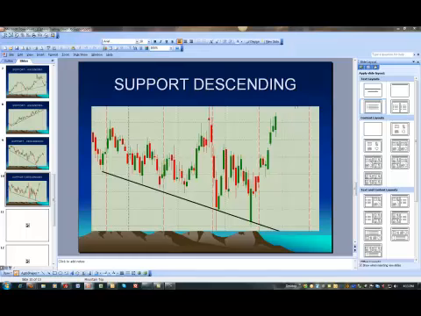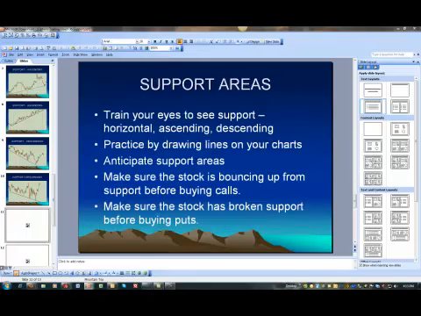Here's another example. Again, it hits, hits, hits. Regarding support areas, train your eyes to see that support. Look for horizontal, descending, ascending support. Practice this by drawing lines on your chart and thinking, oh, that might be a good support. Then watch that stock and see if it pays attention to that support. If it just blows right through it, doesn't even slow down, chances are it wasn't strong support, or we have to consider the bigger market.